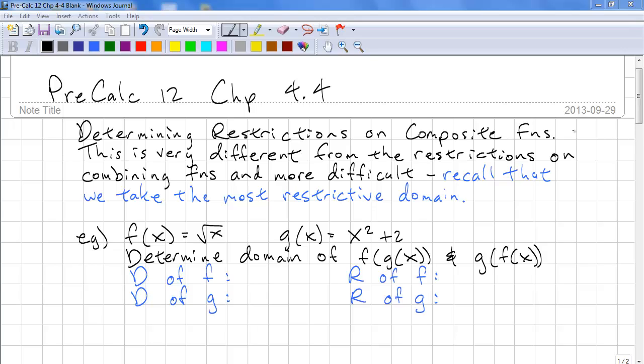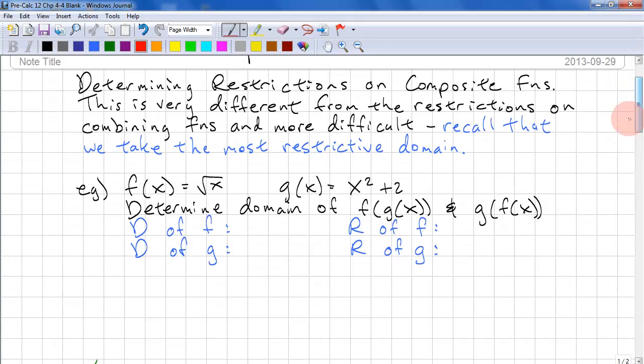Recall that for combining functions, we just take the most restrictive domain. This is not the case with composite functions. Let's look at an example. The domain of f is x is greater than or equal to 0, and the range of f is y is greater than or equal to 0.